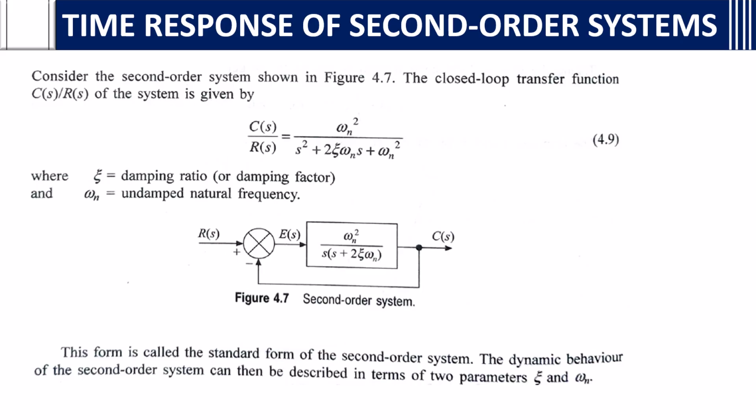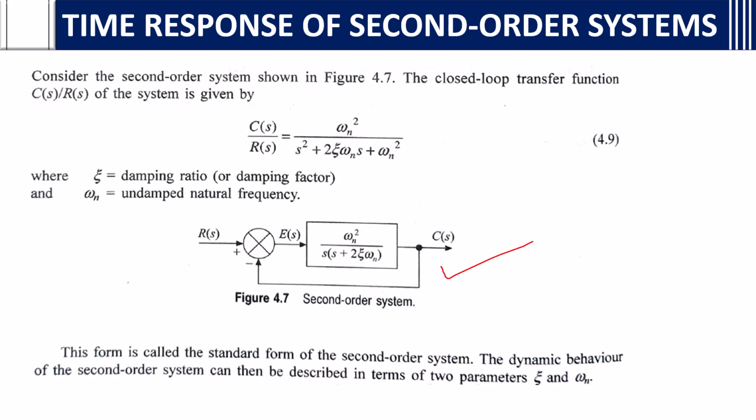In first order systems, the transfer function is 1 by 1 plus sT. In the second order system, we will see what the transfer function is. Consider the second order system. The closed loop transfer function C of s by R of s of the system is given by. Why is it called second order? In the first order system, it is 1 by 1 plus sT, where s has power 1, so it is first order. Here, it is s square, so it is known as a second order system.